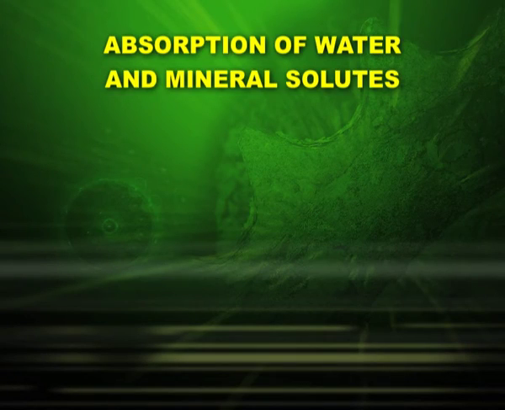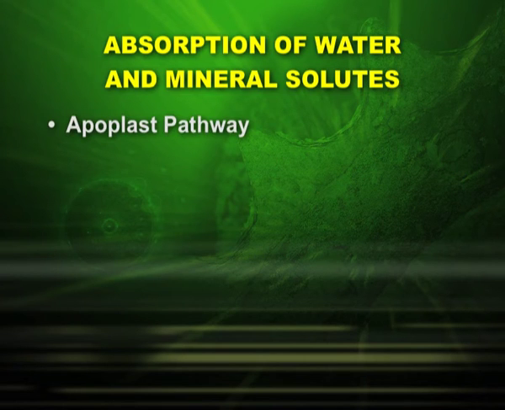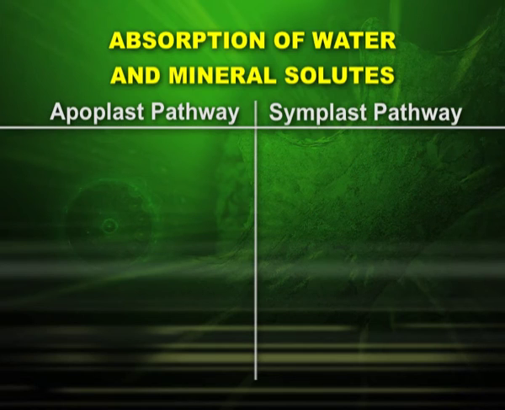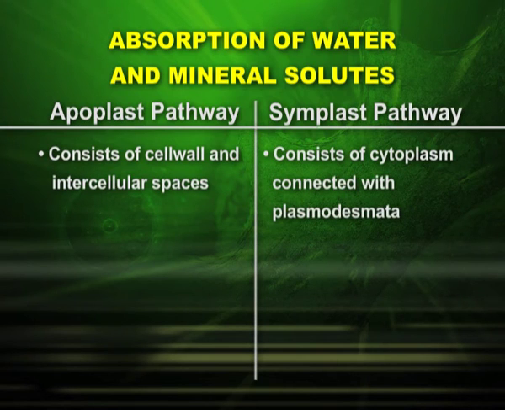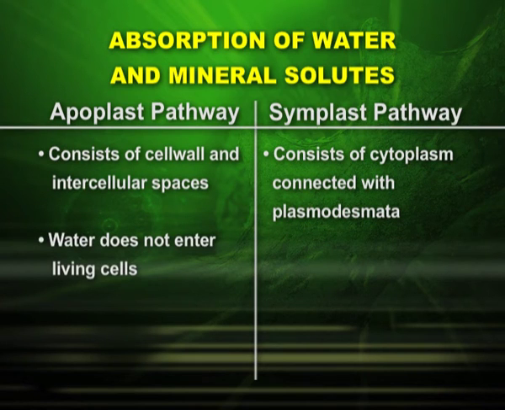Now, let us see absorption of water and mineral solutes. How does it occur? It occurs through two pathways, which are apoplast pathway and symplast pathway. Let us see the differences between the two pathways. The apoplast pathway consists of cell walls and intercellular spaces. On the other hand, symplast consists of cytoplasm connected with plasmodesmata. In apoplast, water does not enter living cells. On the other hand, in symplast, it enters living cells.